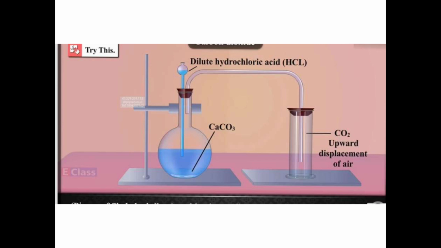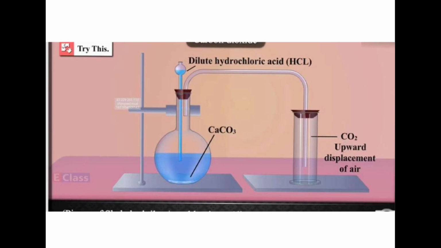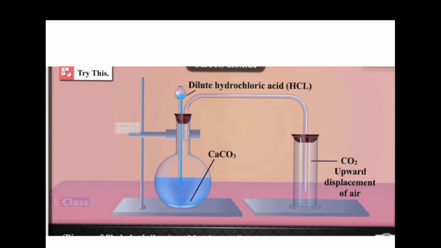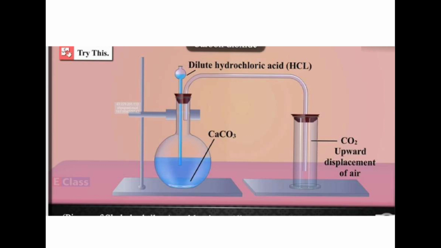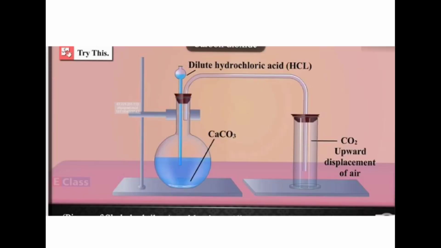Okay. You are going to take CaCO3. Okay, this is CaCO3. This CaCO3 you are going to keep in the round bottom flask, and then you are going to add dilute HCl into the flask through the thistle funnel. In this way you are going to add the HCl, and please remember that the end of the funnel should dip in the acid.